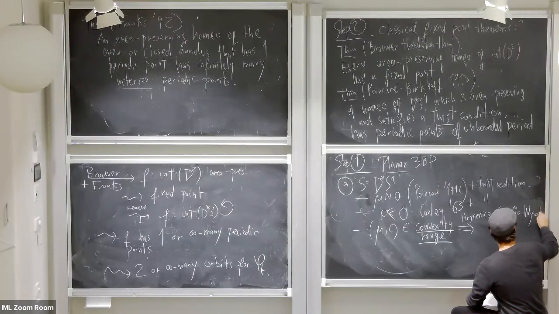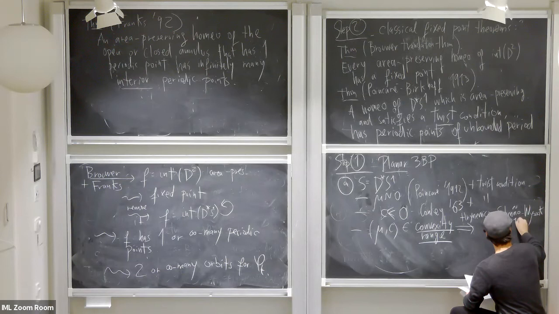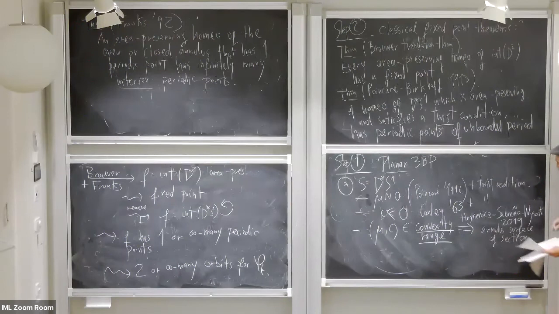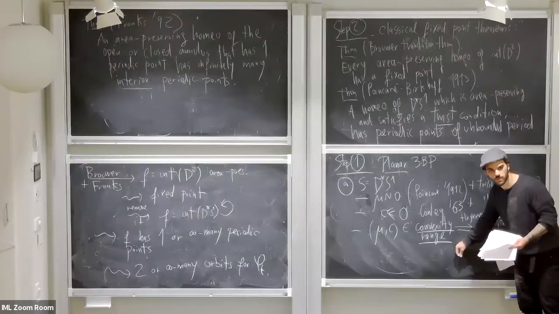And this is very recent, this is 2019. So you have the same thing. So you have an annulus. There's a section. So let me make the point that the convexity range is in principle a non-perturbative range of parameters. Right? So this is non-perturbative.